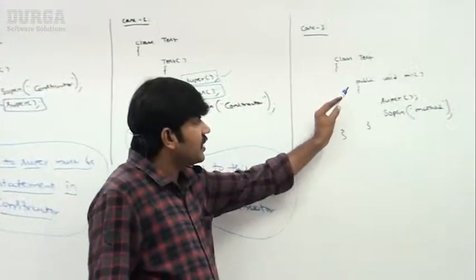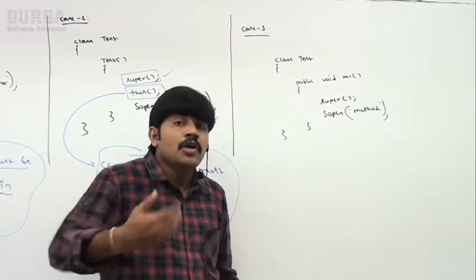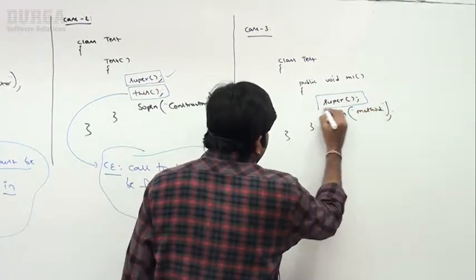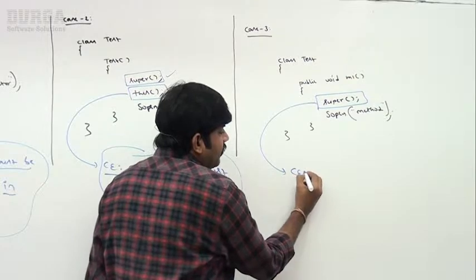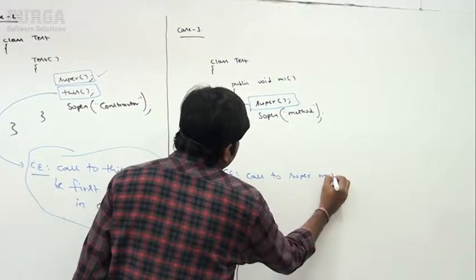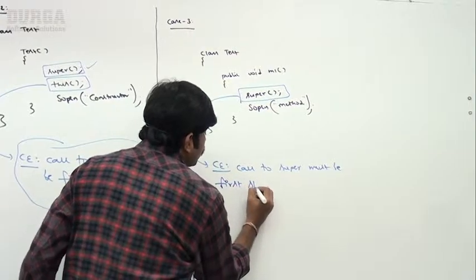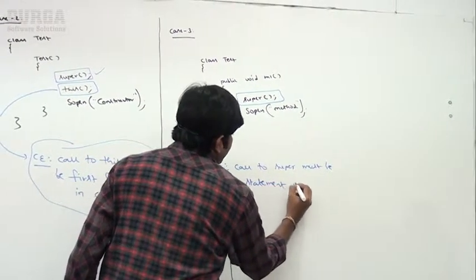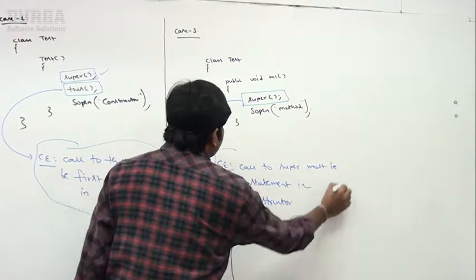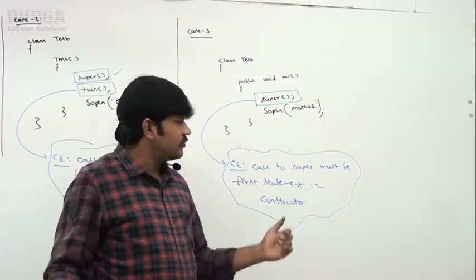Sir, now is it a constructor or is it a method? It is a method. Outside of the constructor we are using it. That's why the compile time error. Do you know what that compile time error is? Again the same error: call to super must be first statement in constructor. This is the compile time error we are going to get. All the people are in a position to understand clearly, right?